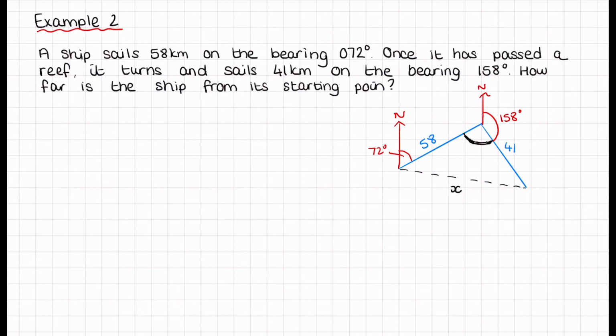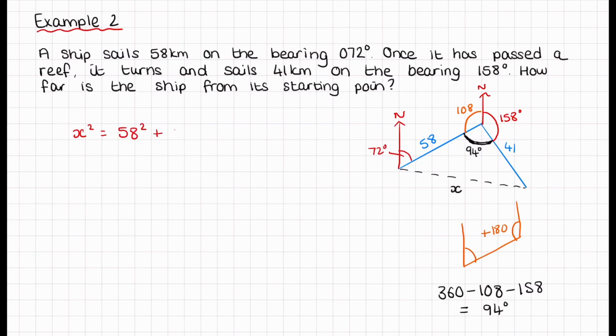Now to find that angle, we need to think about what this angle here would be, that I'm drawing in orange. Remember, when we have two straight lines like this, these angles in between add up to 180 degrees. So we know that this is 72, which means this one must be 108 for it to add up to 180 degrees. Now we've worked out the 108, we can work out the black angle, which would be 360 minus 108 minus 158, which will give us 94 degrees. Now we can use our cosine rule. So x squared equals 58 squared plus 41 squared minus 2 times 58 times 41 times cos of 94.